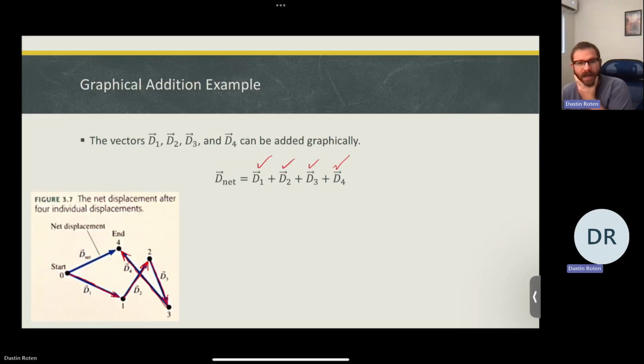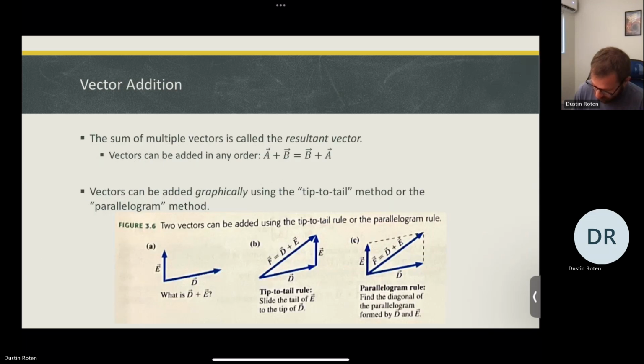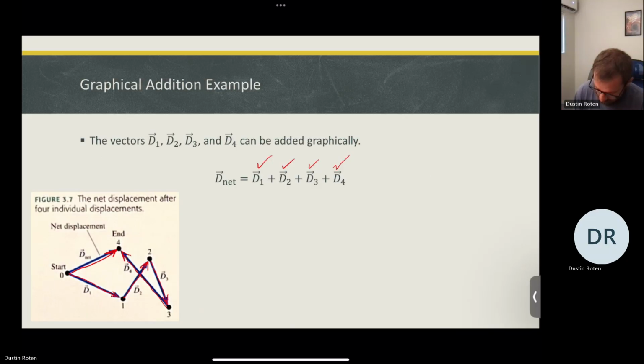All right, so we've got all of those added. The last thing to do is just draw that net vector. Okay, so there is our final displacement made up of those four vectors. So we just have to do it in order as they appear in the problem. We could have added D3 plus D4 plus D2 plus D1 if we wanted to. Remember, we can do this in any order.